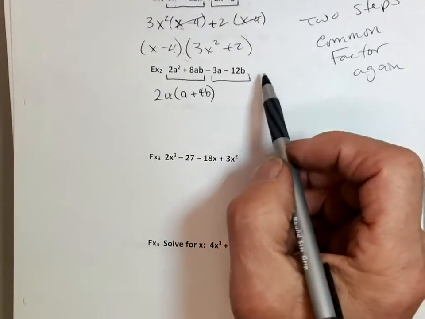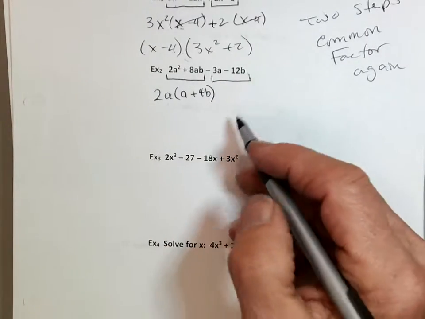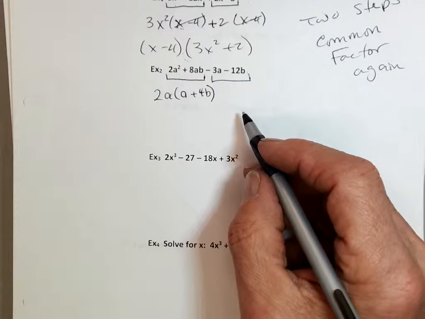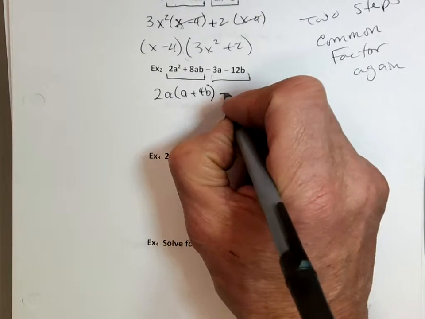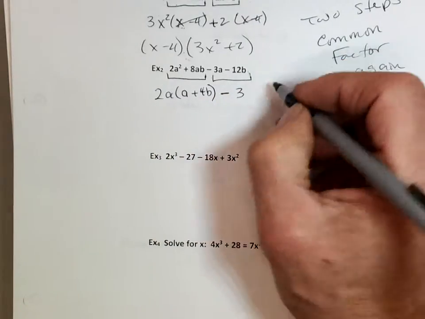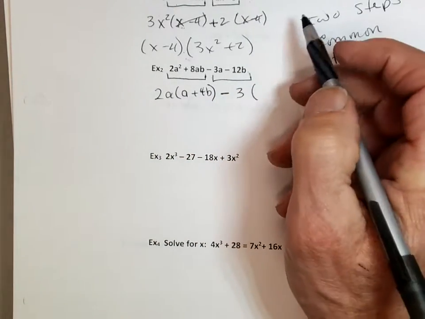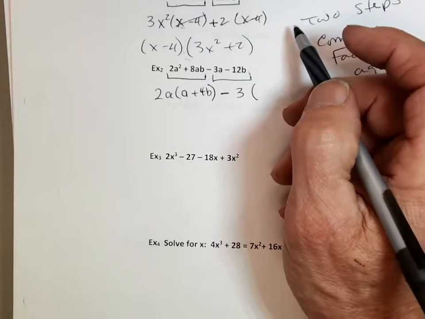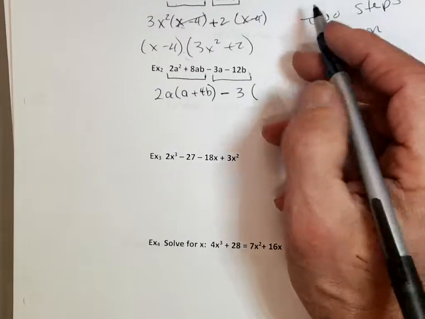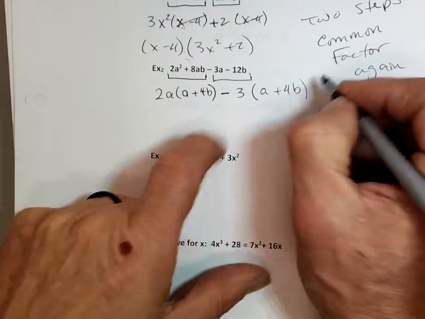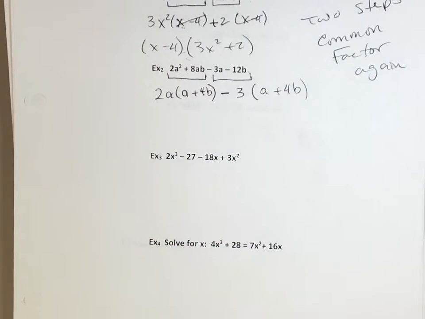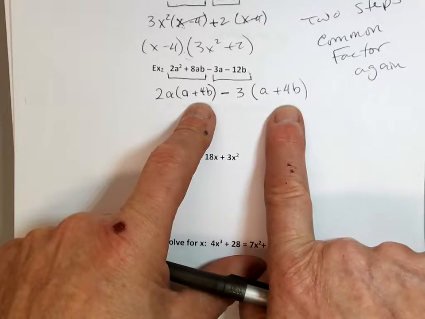Now, what do the next two have in common? A 3. How about a negative? You mind if I take out a negative? Negative 3. And then when I take out the negative, it's going to change the signs, right? So I'm going to have a plus 4b. So I had to take out the negative to make them the same, because they are the same now, right?